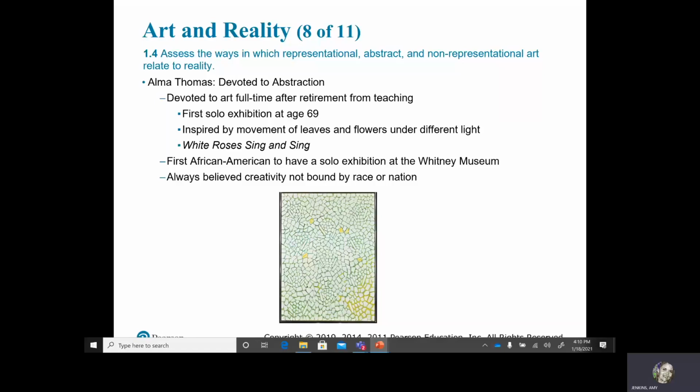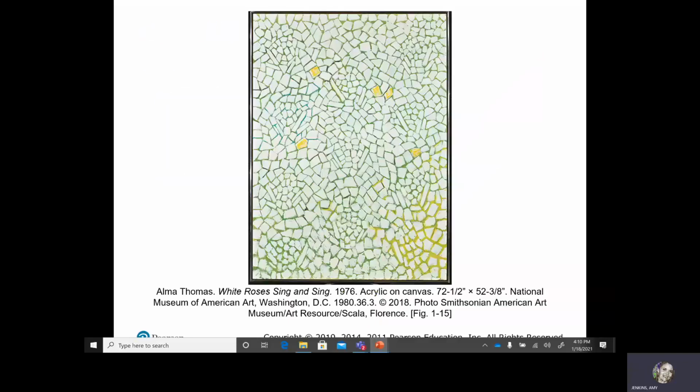This is her abstract art here. She had her first solo exhibition at age 69. She was inspired by movement of leaves and flowers under different light to create this artwork, which is called White Roses Sing and Sing. She's the first African American to have a solo exhibition at the Whitney Museum. She always believed creativity was not bound by race or nation. Here's a bigger image of her work, created in 1976. White Roses Sing and Sing.